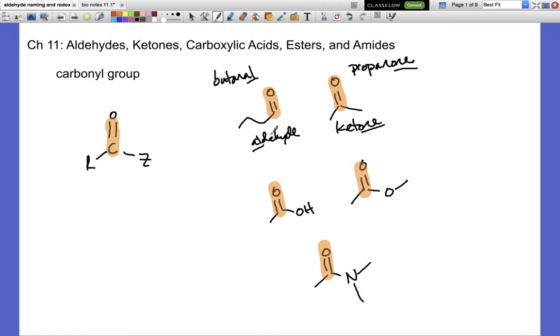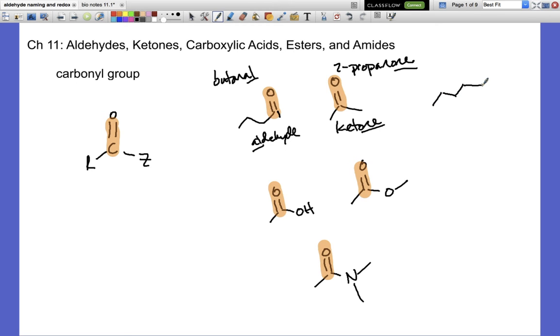But I rarely need a number in an aldehyde, or I never need a number because it's always going to be a 1. That was the whole point of it being on the end of a chain. Whereas for this propanone, it's technically a 2-propanone, but I don't need the 2 because I don't need to tell you where that is because that's the only place it could have been.